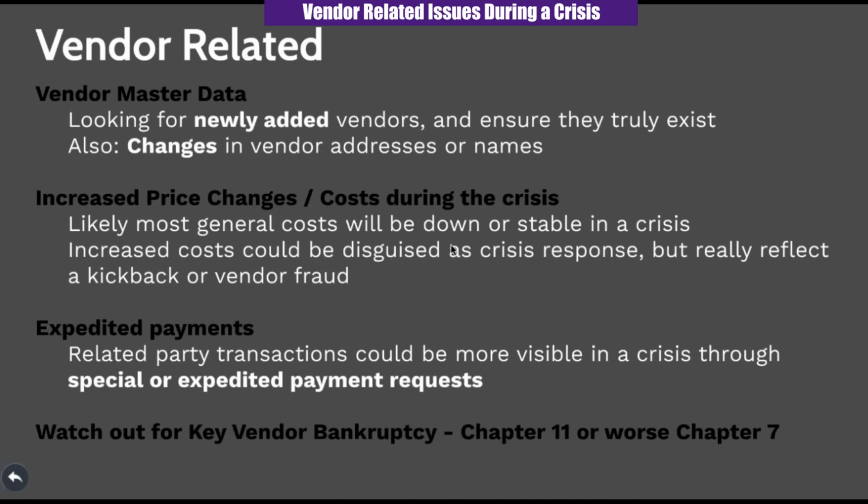Check for any increases in price changes in contracts or even costs that don't seem right during a crisis. I mean, likely most of your general costs will be down or at least stable during a crisis. But if you have increased costs, make sure that they truly are related to crisis response and not disguised as crisis response, and may reflect a kickback or some sort of vendor fraud.